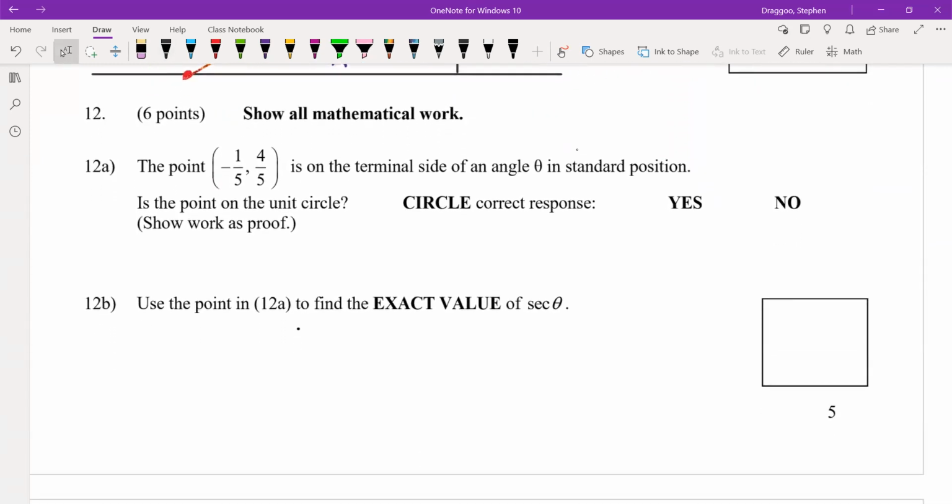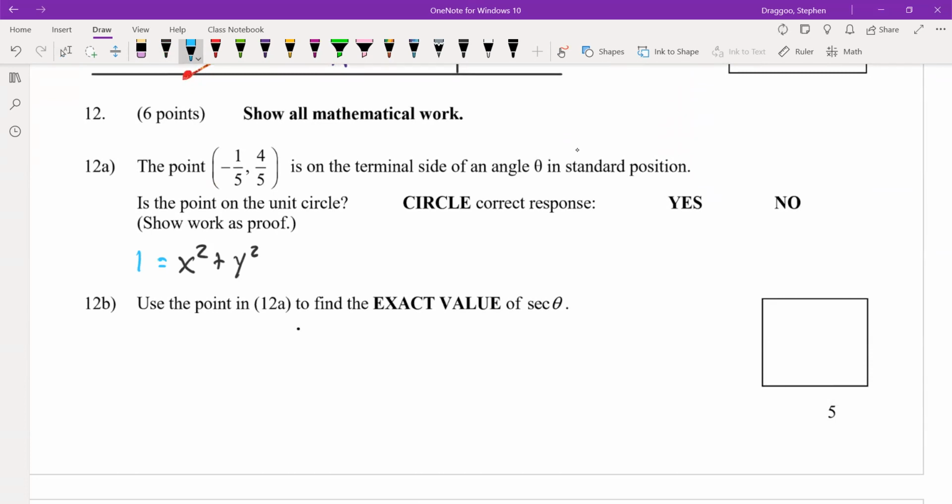All right, on to this next one: determining whether the point -1/5, 4/5, the point that is on the terminal side of an angle theta in standard position, is on the unit circle. To check that, we should write down the equation of the unit circle, which is x squared plus y squared equals 1.